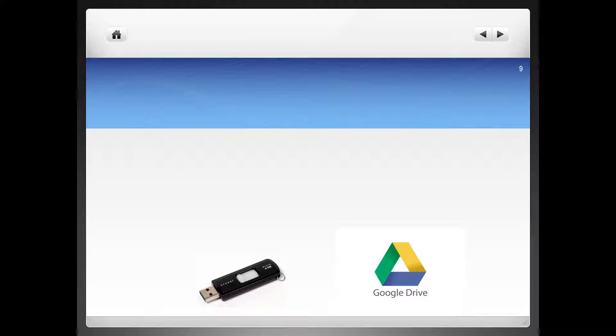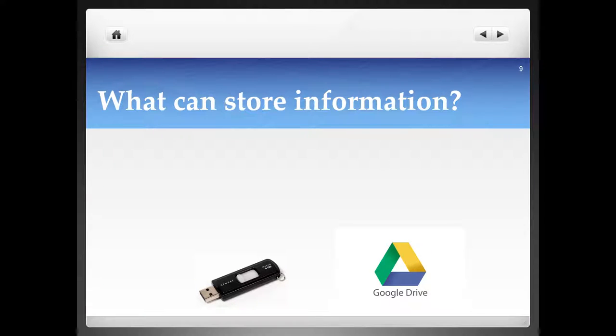So, let's talk about this a little bit. What can store information? And you'll see two examples at the bottom. Your handy-dandy flash drive, which is becoming irrelevant because of things like Google Drive and Dropbox.